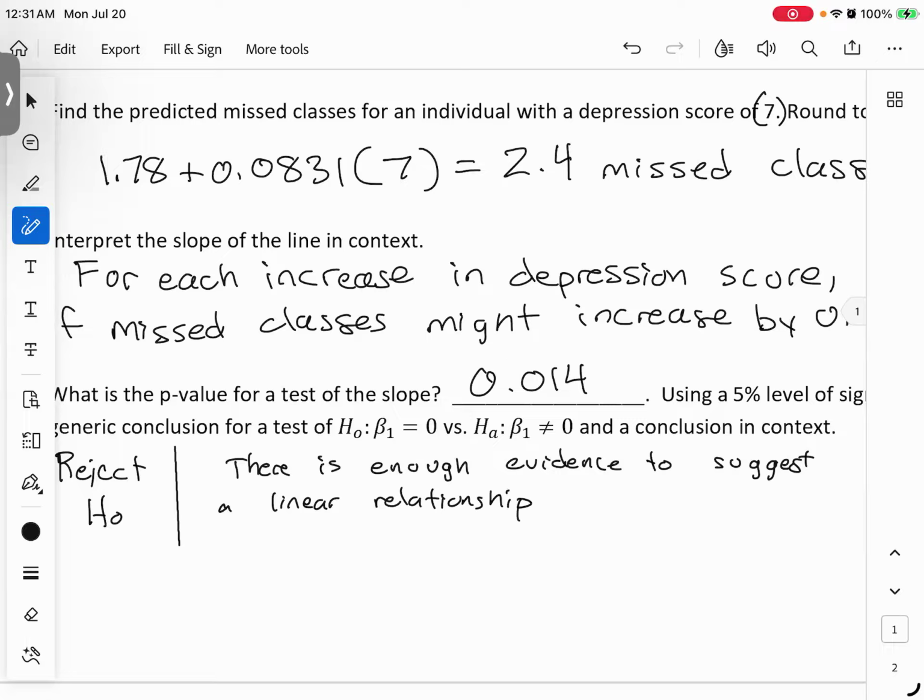And this is what I want you to do. I don't want you to say that there's enough evidence that the slope is not zero. I want you to give the context. There's enough evidence to suggest a linear relationship between, and then we'll mention both of the variables, between depression scores and number of missed classes. And this works. Now, more specifically, it would be that there's a positive linear relationship.